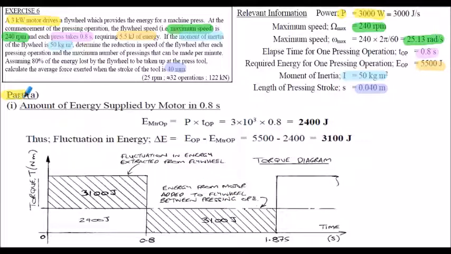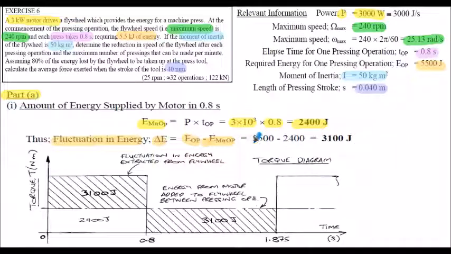So here's part A of our solution. The amount of energy supplied by the motor in 0.8 of a second. So to find the energy supplied by the motor during the operation, that will be the 3,000 watts multiplied by the duration of the pressing. So that's 2,400 joules. So to find the fluctuation energy required, delta E, that will be the energy for the pressing operation minus the energy supplied by the motor over the time which the pressing acts.